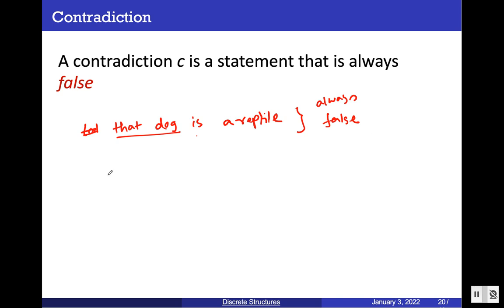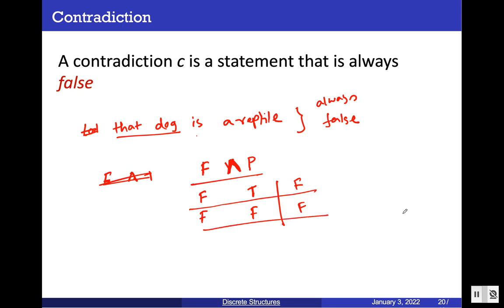Okay, so let's see, I have a false statement and I'm doing an and with any statement. So what will be the result? Whatever the value of this statement is, true or false, if I do an and with a false statement, that will be always false. So that means this is a contradiction.